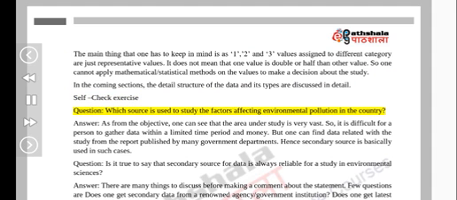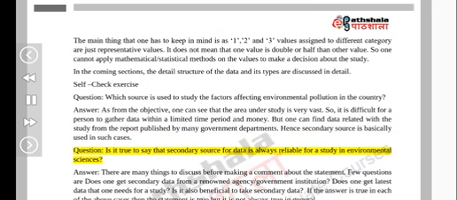Self-check exercise. Question. Which source is used to study the factors affecting environmental pollution in the country? Answer. As from the objective, one can see that the area under study is very vast. So, it is difficult for a person to gather data within a limited time period and money. But one can find data related with the study from the reports published by many government departments. Hence, secondary source is basically used in such cases.